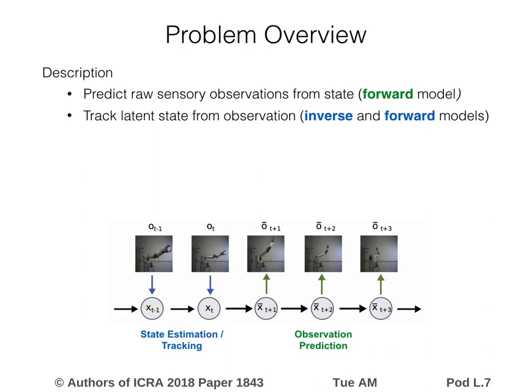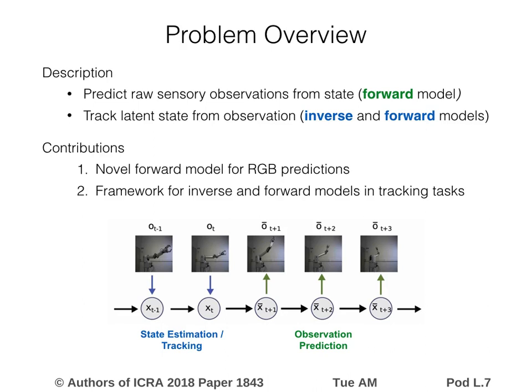We address two main problems of robot perception: predicting observations from state and tracking robot state from observations. The contributions in this work include a novel forward model for predicting RGB images, and a framework for using both inverse and forward sensor models in tracking tasks.